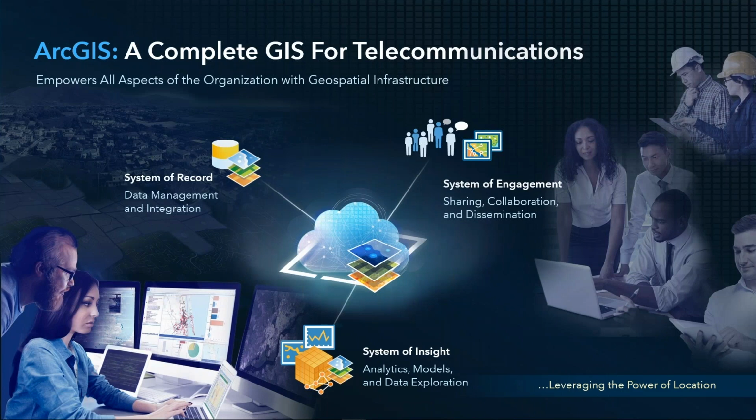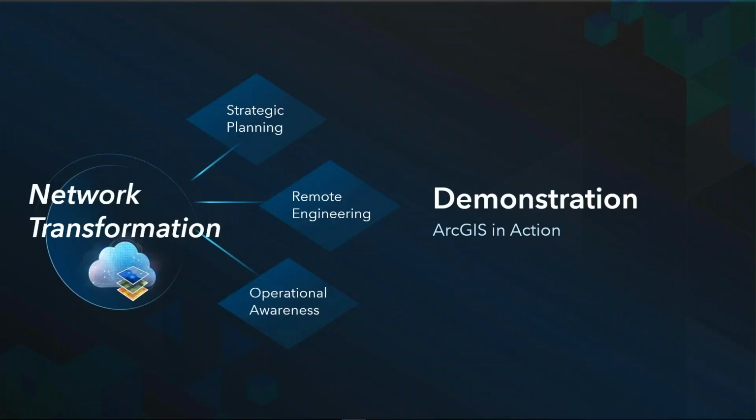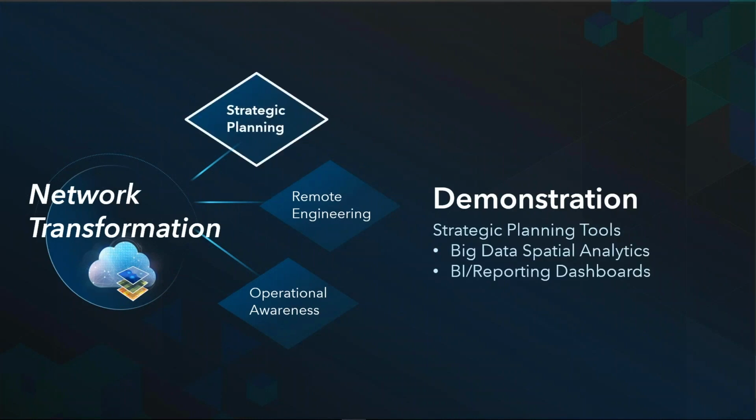Esri's ArcGIS is a complete GIS for telecommunications because it empowers all aspects of an organization with geospatial infrastructure. ArcGIS offers a GIS system of record, system of engagement, and system of insight that all leverage the power of location to enable network transformation within your business. So let's go ahead and see how ArcGIS and a complete GIS can support network transformation.